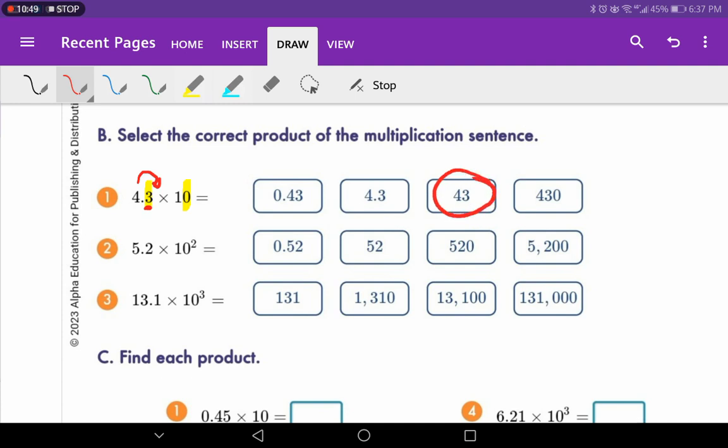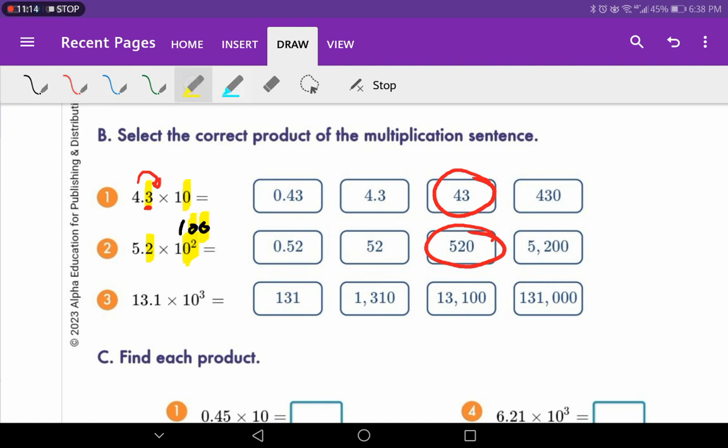What about this? Actually, here I have one digit, but here I have two zeros. Yes, two zeros I have here. It is 100, yes? So I have to move the decimal point two steps, so 520. Does it exist? Yes, it is here.